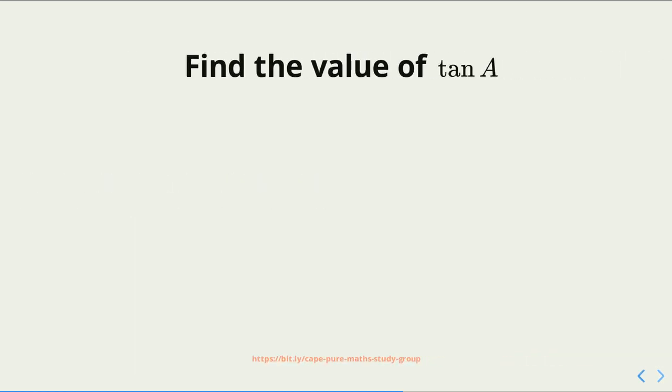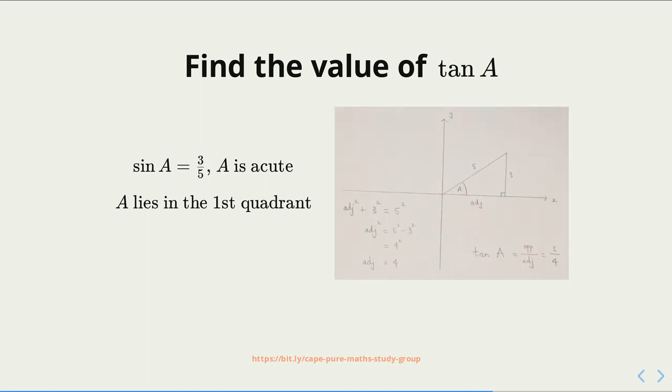Let's find the value of tan of A. Given that sine A is equal to 3/5, where angle A is acute, it follows that angle A lies in the first quadrant. The right-angled triangle containing angle A would have the following sides. The side opposite angle A has length 3 and the hypotenuse has length 5. We would need to find the length of the side adjacent to angle A.